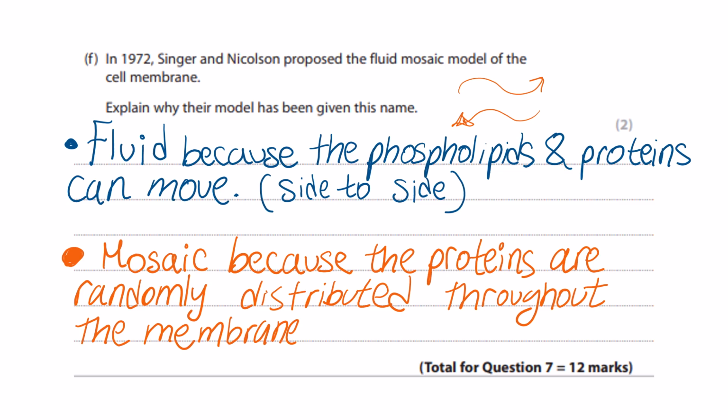So it's called fluid because the phospholipids and proteins can move. They don't move up and down, but they do move side to side. So the movement of phospholipids and proteins is going to be lateral. If they move up and down, then it's going to break it and the cell is going to rupture. Okay, and it's called mosaic because the proteins are randomly distributed throughout the membrane.